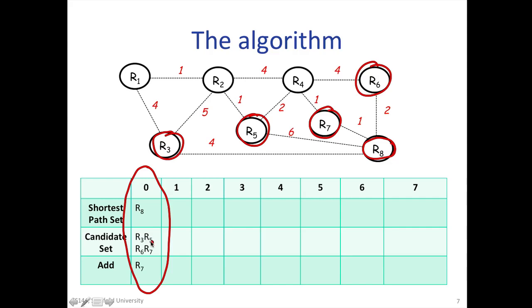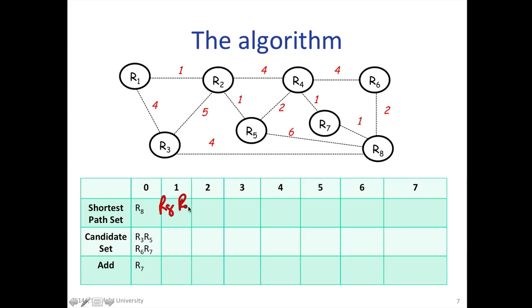So that's R3, R5, R6, and R7, and I'm going to pick the one with the lowest cost path back to R8. That's clearly R7, so I'm going to add R7 in first. So I've chosen R7, and in which case, I'm going to add it into my shortest path set. So my shortest path set is going to become R8 and R7.